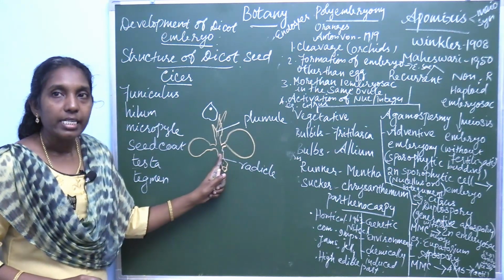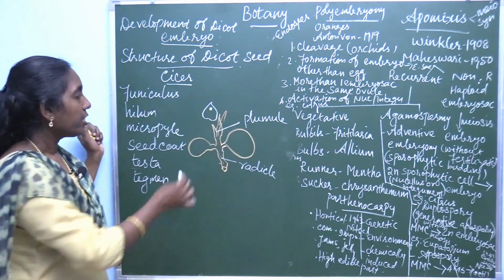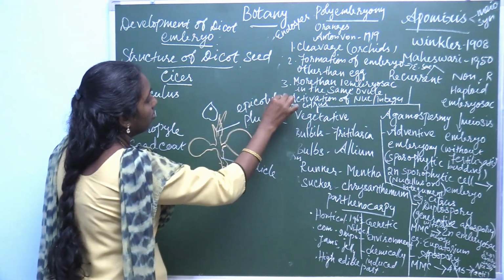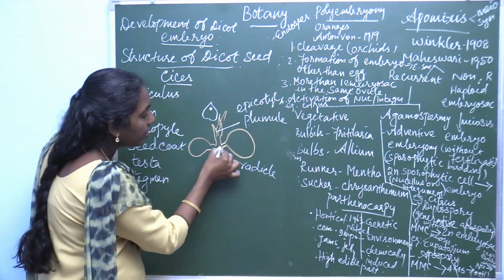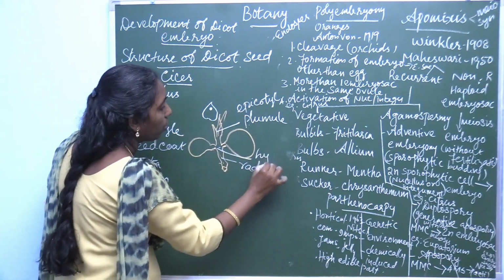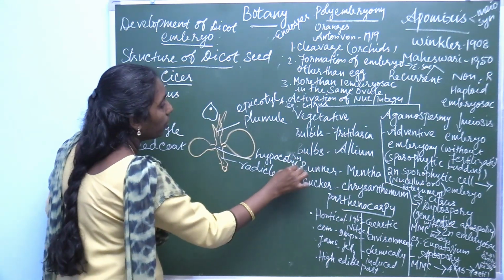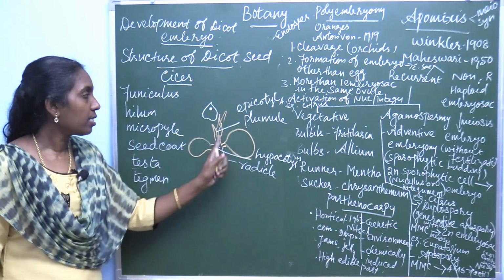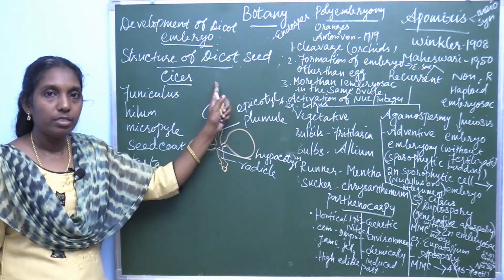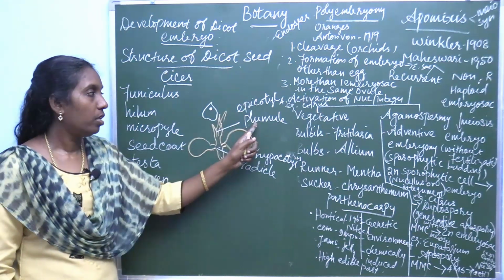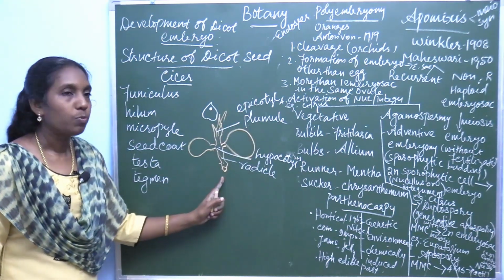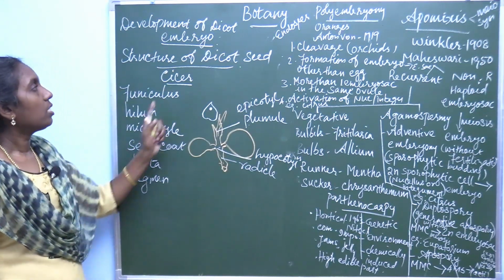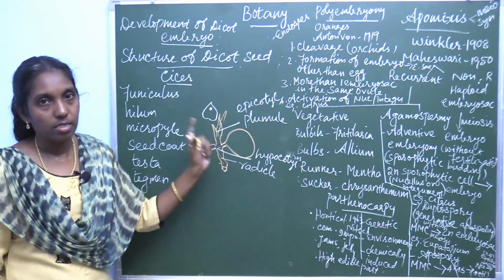And this embryonal axis above the cotyledon is called epicotyl, and below the cotyledon, this is hypocotyl. Hypocotyl and epicotyl, so this is the embryonal axis. The part that develops into the shoot system is called plumule, and this part is called radicle, which develops the root system. So, this is the structure of dicot seed.